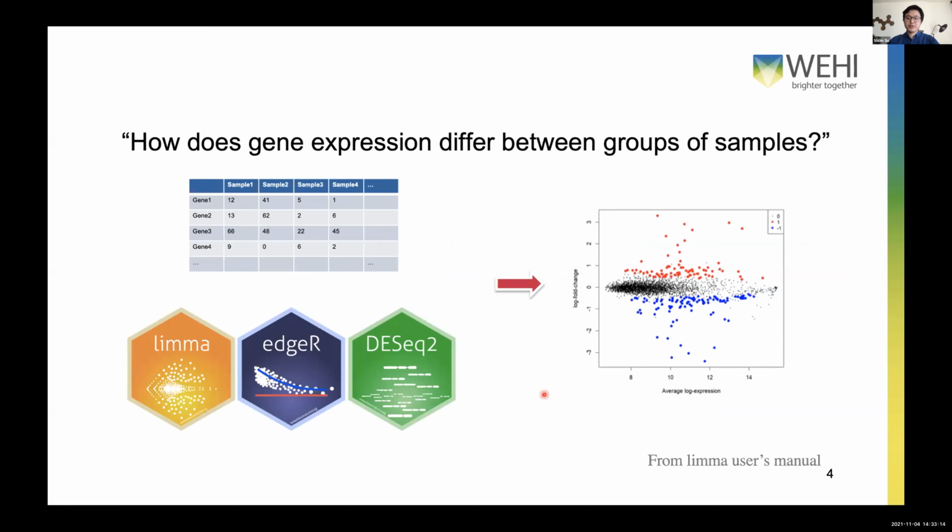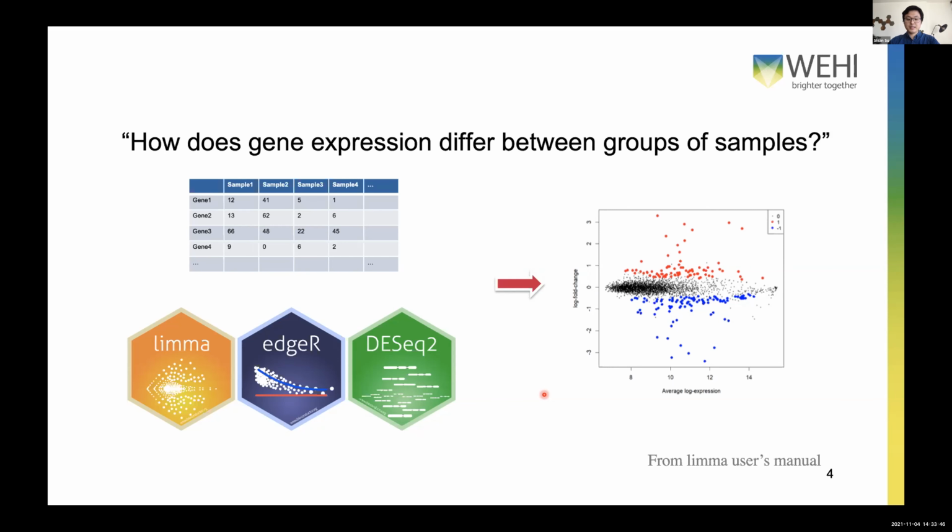Then differential expression is one of the basic types of analyses we do in RNA-seq. And what that involves is asking the question, how does gene expression differ between different groups of samples? So in a common situation, we may have samples 1, 2, 3 be a part of a control group and samples 4, 5, 6 as a part of a disease group or treatment group or other type of group. And we would like to know which genes have different expression levels between those two groups.